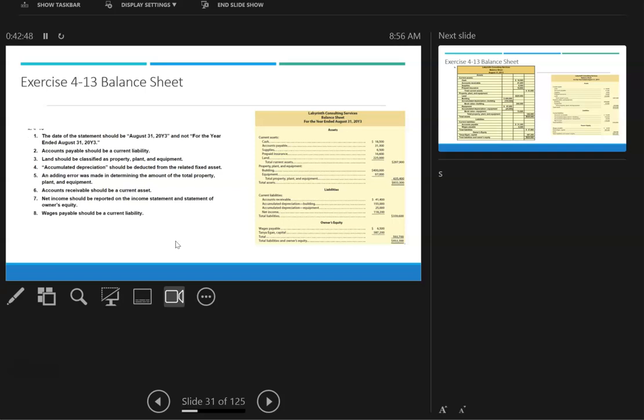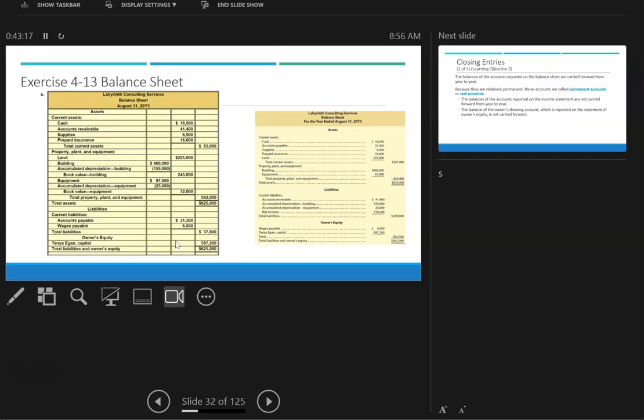Accounts receivable should be a current asset. They have it as a current liability. Net income should be reported on the income statement and statement of stockholder or owner's equity. They have net income sitting on here in current liabilities. Wages payable should be a current liability. It's not part of owner's equity.